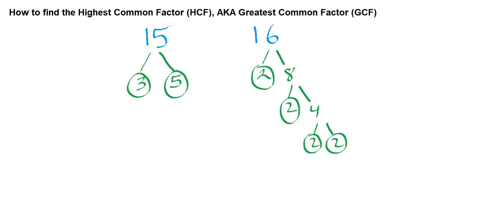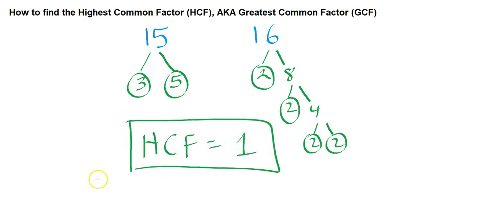Now, where you have a situation where the two numbers that you're looking at do not share any prime factors, we know that the highest common factor has to be 1. That's as good as it gets.